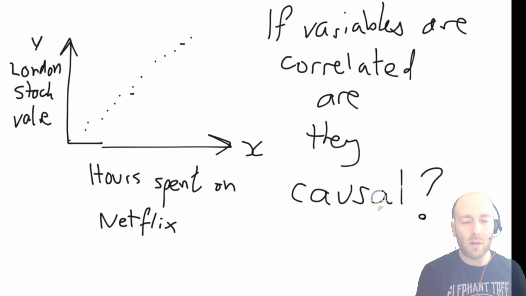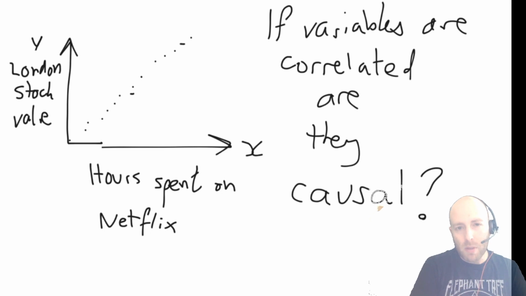Maybe you would start thinking, oh my God, I can dictate stocks depending on how many hours I watch Netflix. They're correlated. You can't deny that they're correlated, but are they causal? Does one actually cause the other, or does the data just look like that? So you've got to be careful.